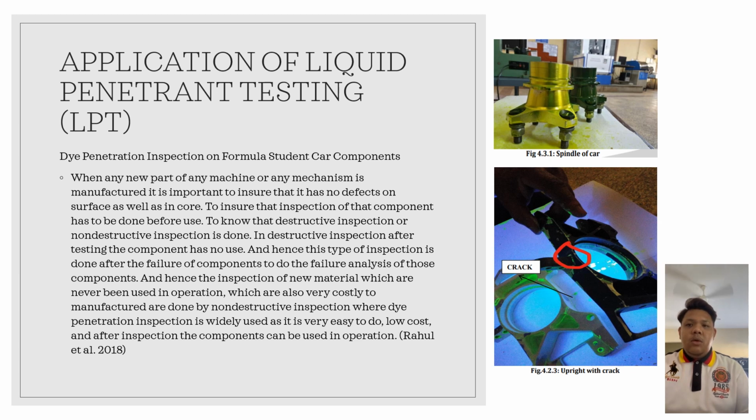When any new part of any machine or mechanism is manufactured, it is important to ensure that it has no defect on the surface as well as in the core. To ensure that, inspection of that component has to be done before use. To know that, destructive or non-destructive inspection is done. In destructive inspection, after testing the component has no use, and hence this type of inspection is done after the failure of a component to do failure analysis, or on new material which will never be used in operations.